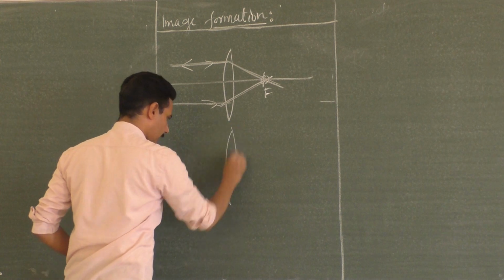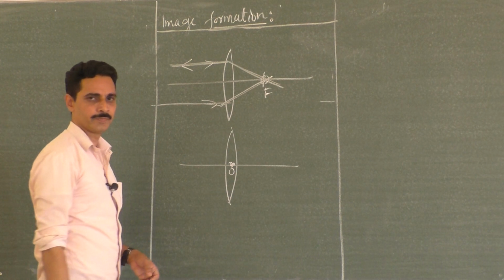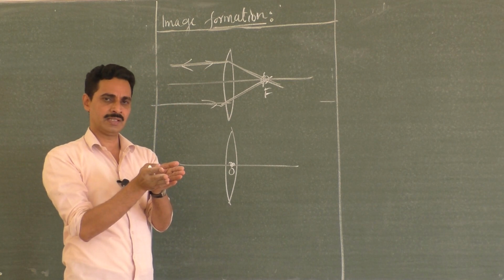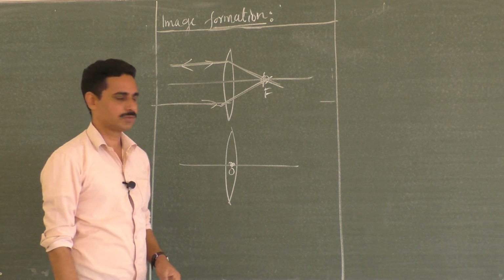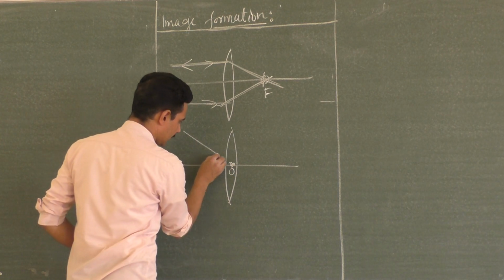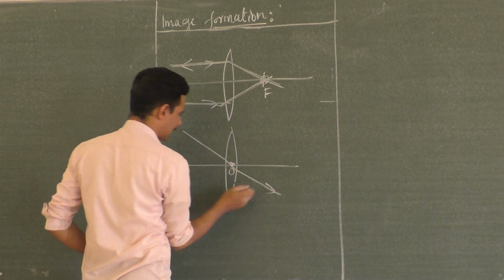Another one is the geometric center of a lens, which is called the optic center. The whole size or area available for refraction in a lens, find out the midpoint of that total area. That is the optic center. Any ray of light incident through the optic center gets displaced by a small amount like this.